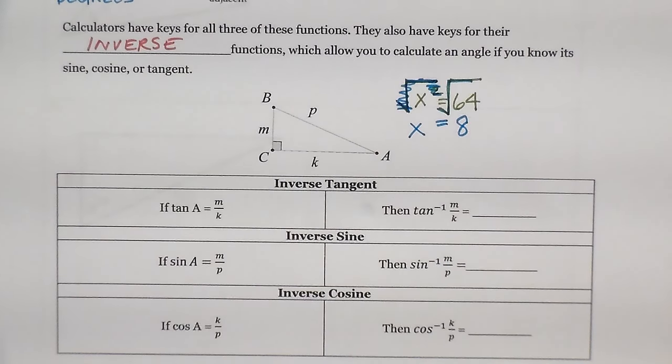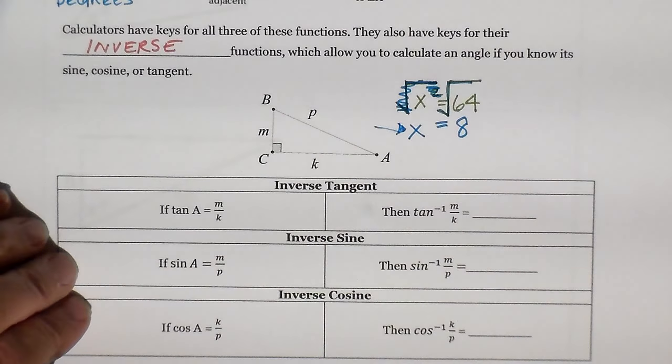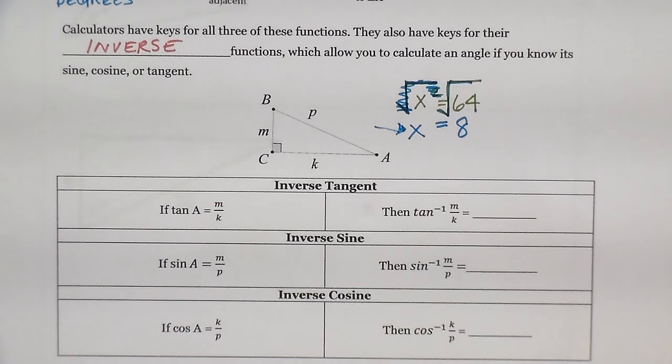The square root and the squared undo each other. It's like tying a shoe and untying a shoe. So they're inverse operations. They undo each other and leave you with x. So that is what an inverse operation is, okay? So we're going to be doing that with these functions. With the functions we were looking at earlier, given an angle, you needed to find the ratio of the sides. Now we're going to undo that and go backwards. Given the ratio, what's the angle? So let's look at a few of these.